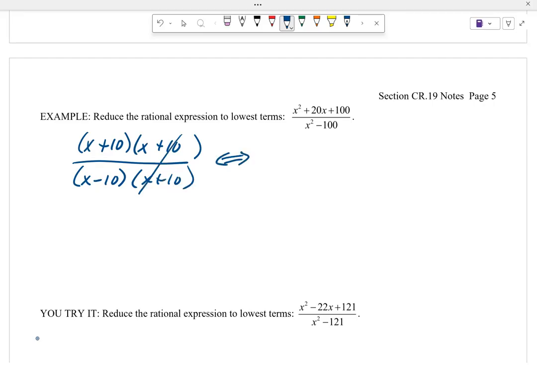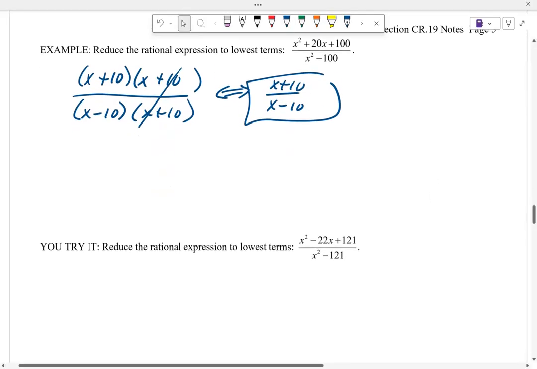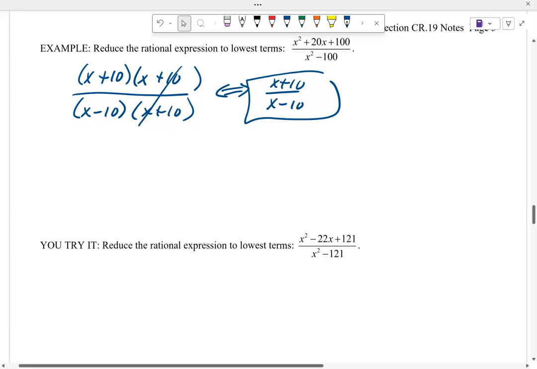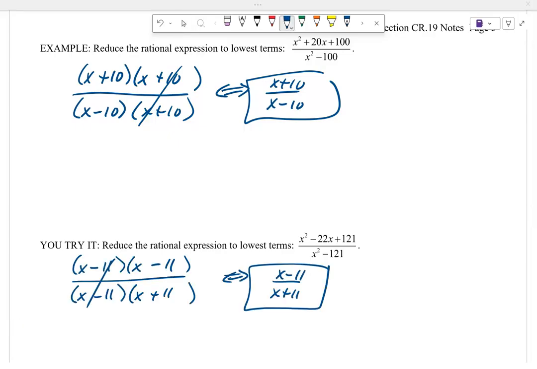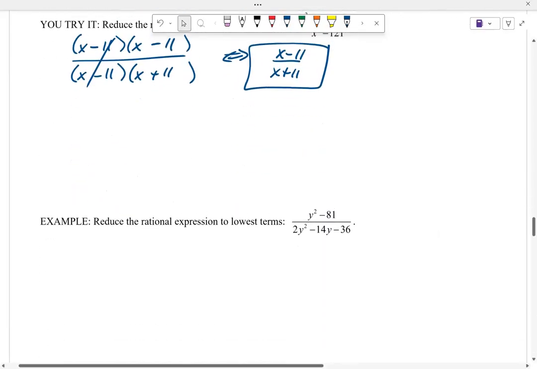So notice one of my x plus 10's cancel. So we have x plus 10 over x minus 10. We can similarly pause the video and do that next one as well. I should end up with x minus 11 all over that x plus 11. Keep going with some more factorization and reductions of rational expressions.